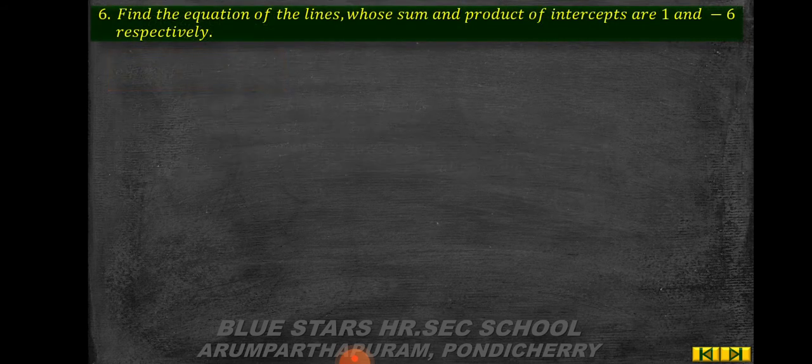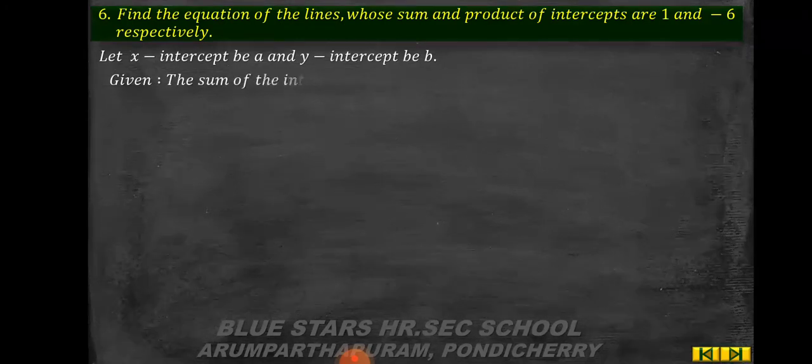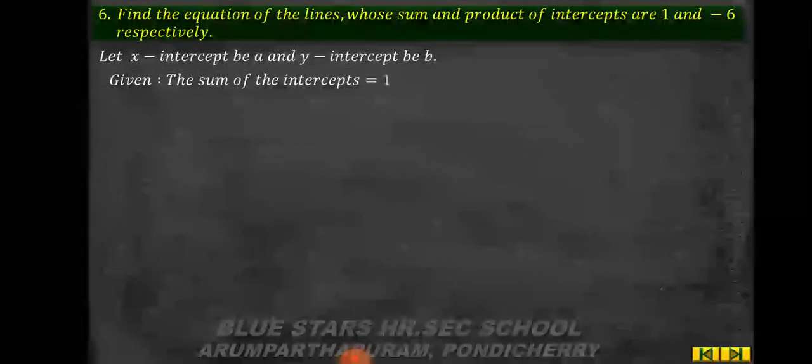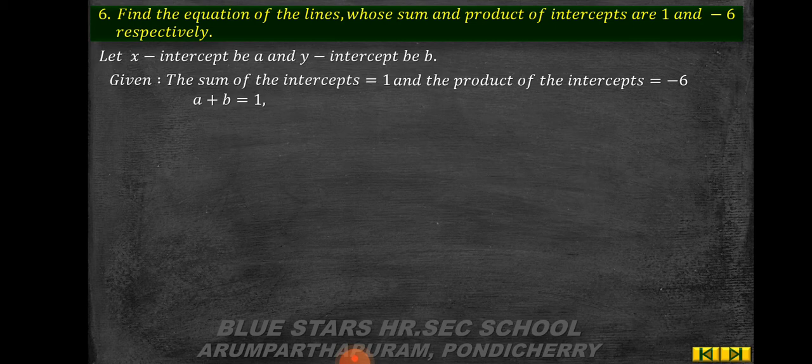Problem number 6. Find the equation of the lines whose sum and product of intercepts are 1 and minus 6 respectively. Let the x intercept be A and the y intercept be B. Given the sum of the intercepts is equal to 1 and the product of the intercepts is equal to minus 6. That is, A plus B is equal to 1 and AB is equal to minus 6.